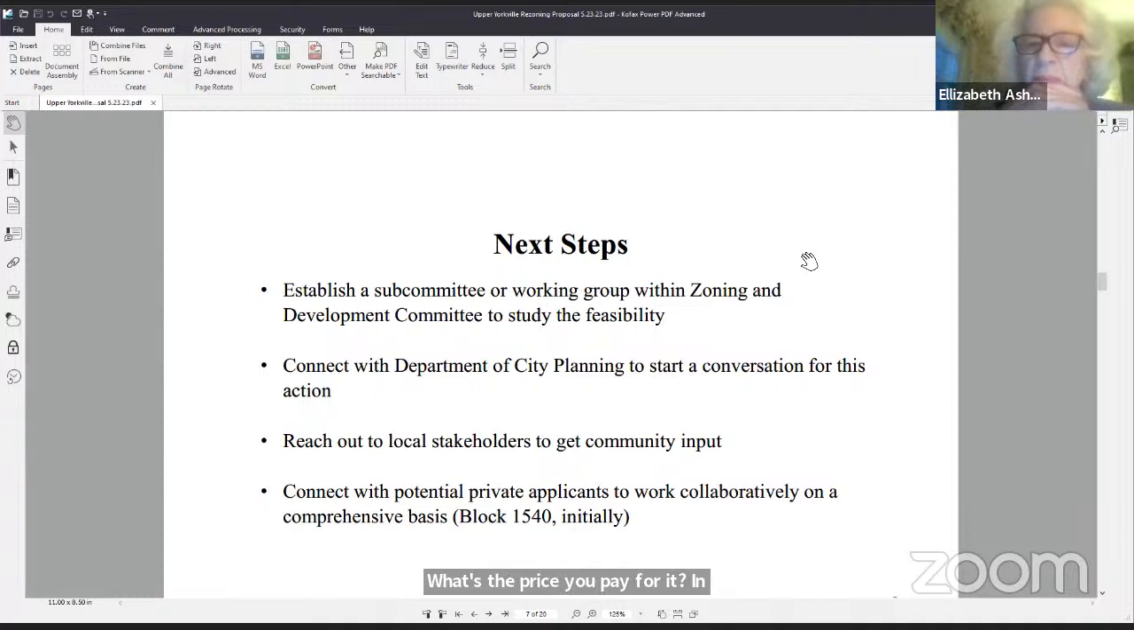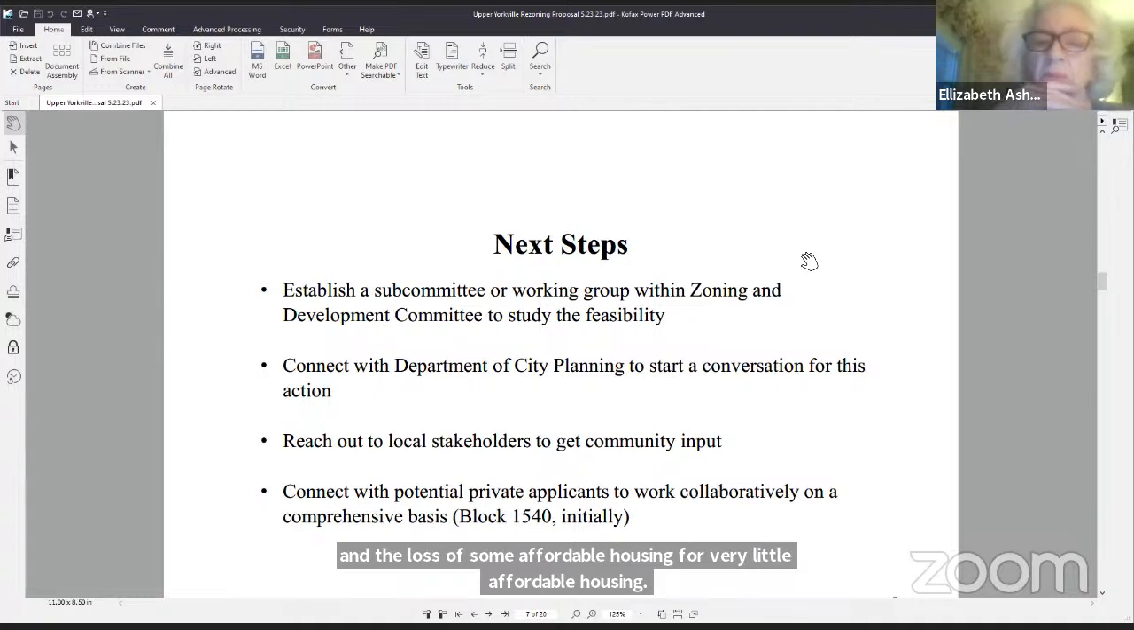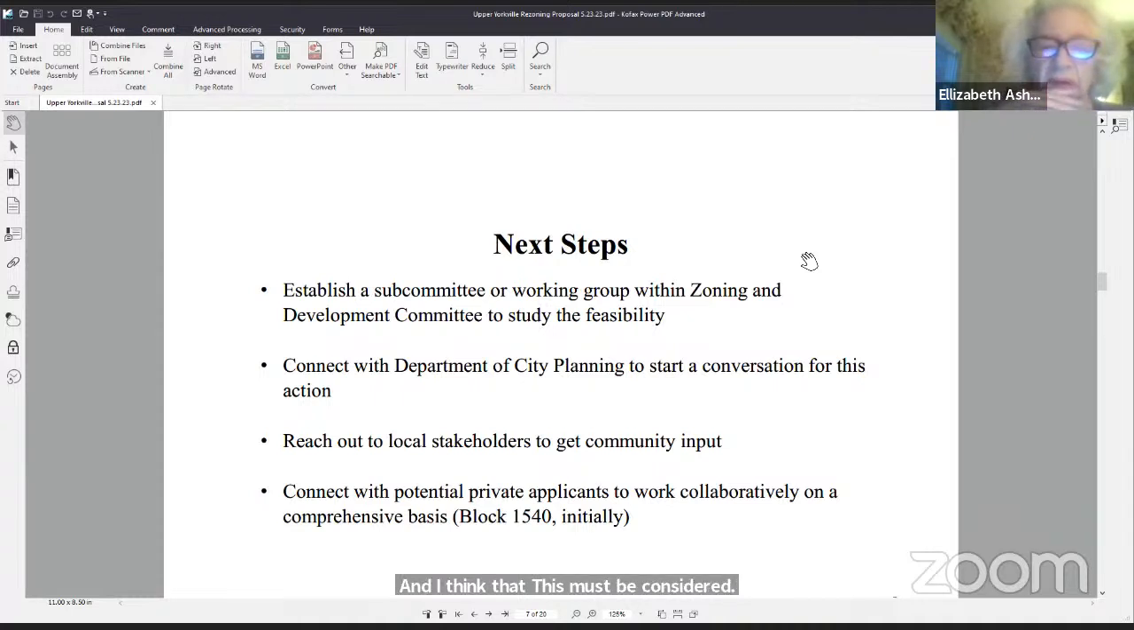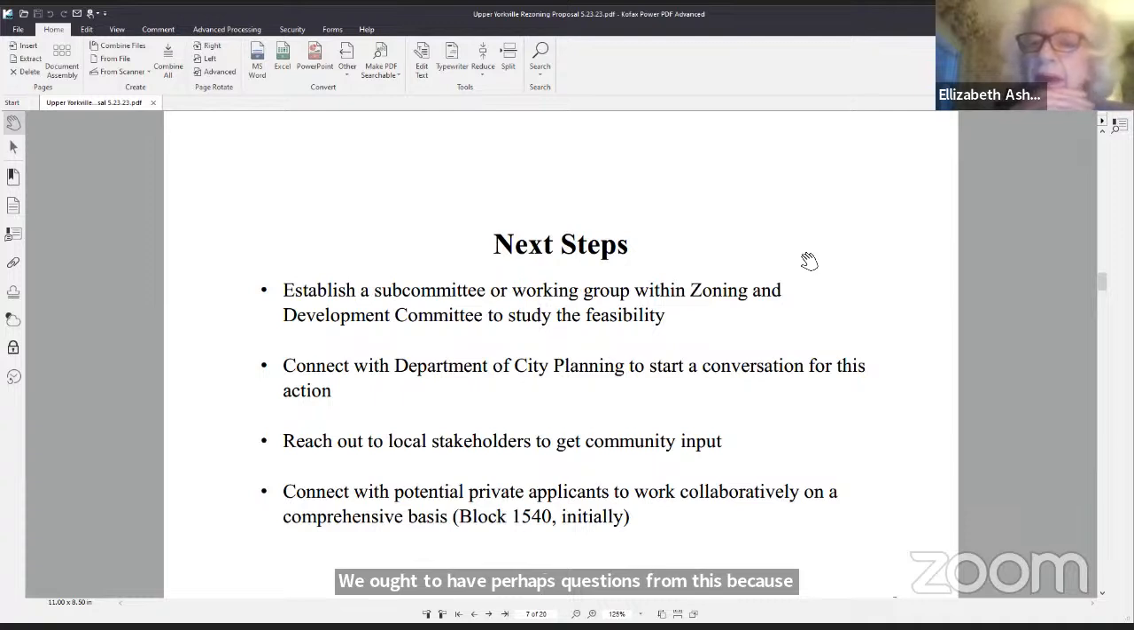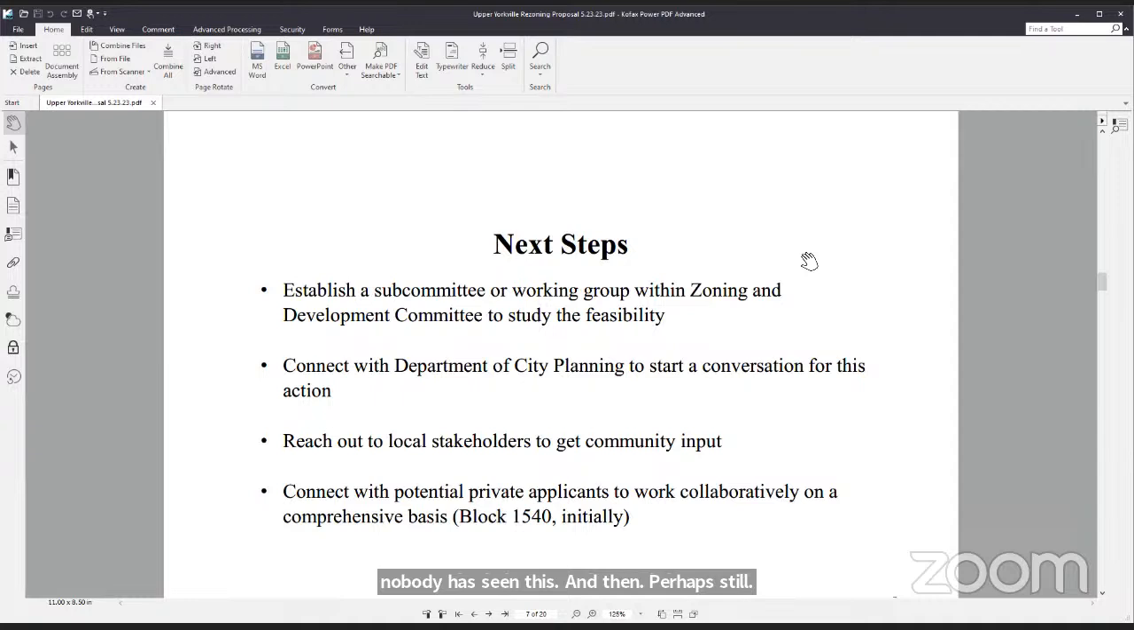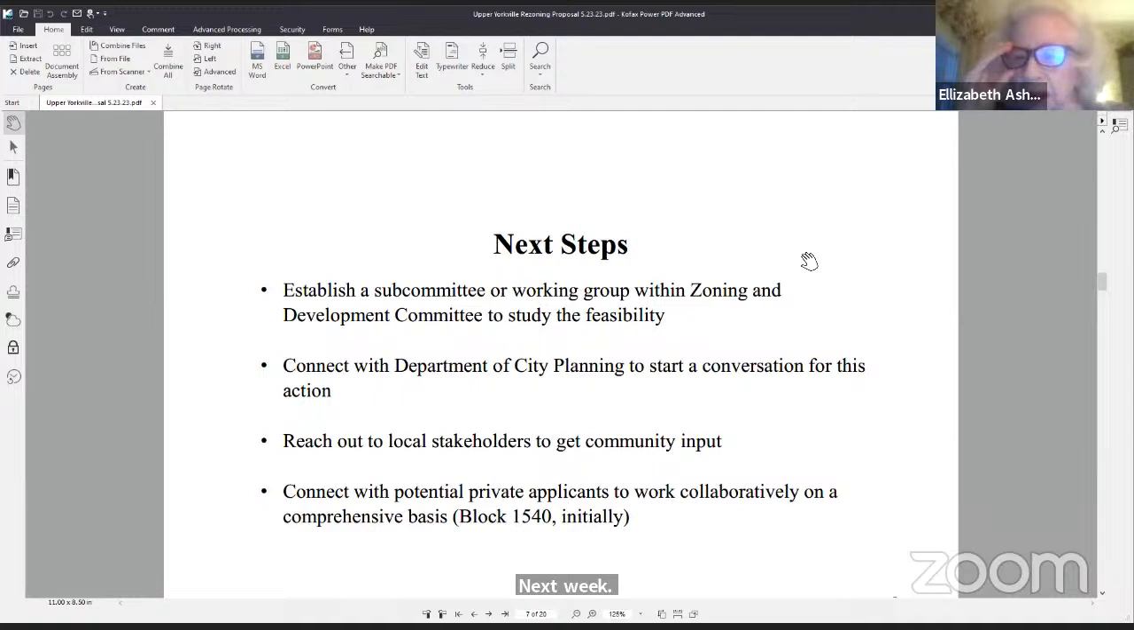In the past, for a very little bit of affordable housing, and often the loss of affordable housing that was taken down, we paid the price of huge buildings. I think this must be considered very, very carefully. I read your previous proposal, but this is the first time I've seen your current one. We ought to have questions on this because nobody has seen it, and then perhaps start considering. Thank you.